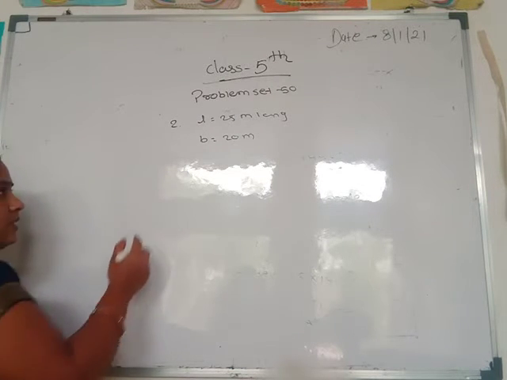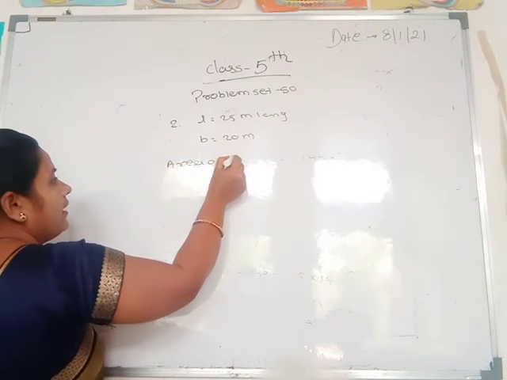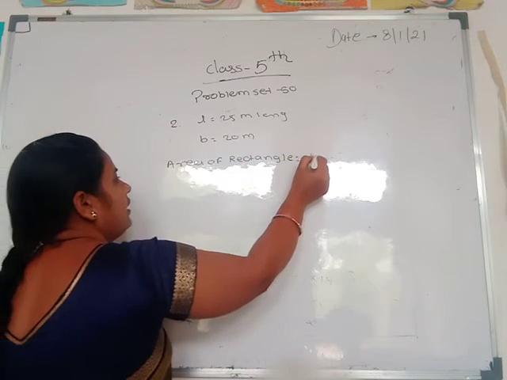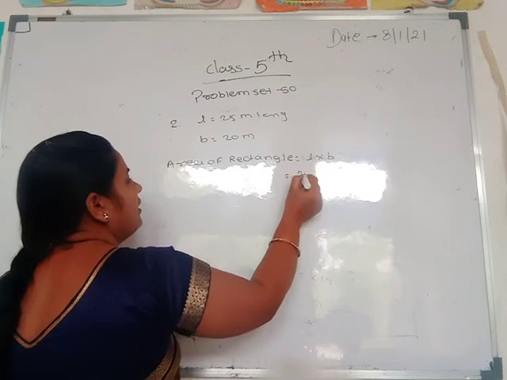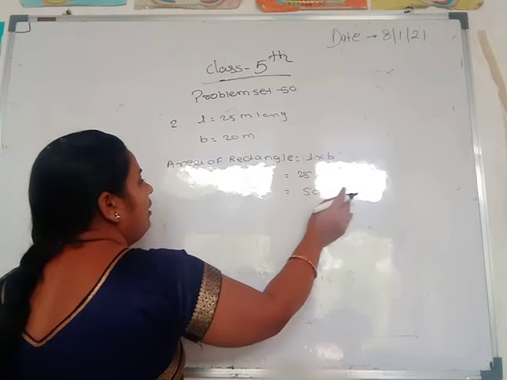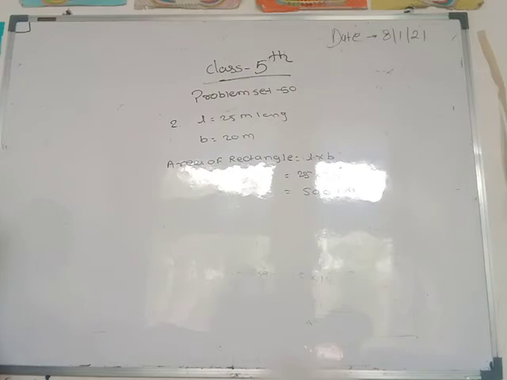Then what is the area of the rectangle? It is equal to L into B. Then L means 25 into 20, which means 500 square meter. 500 square meter.